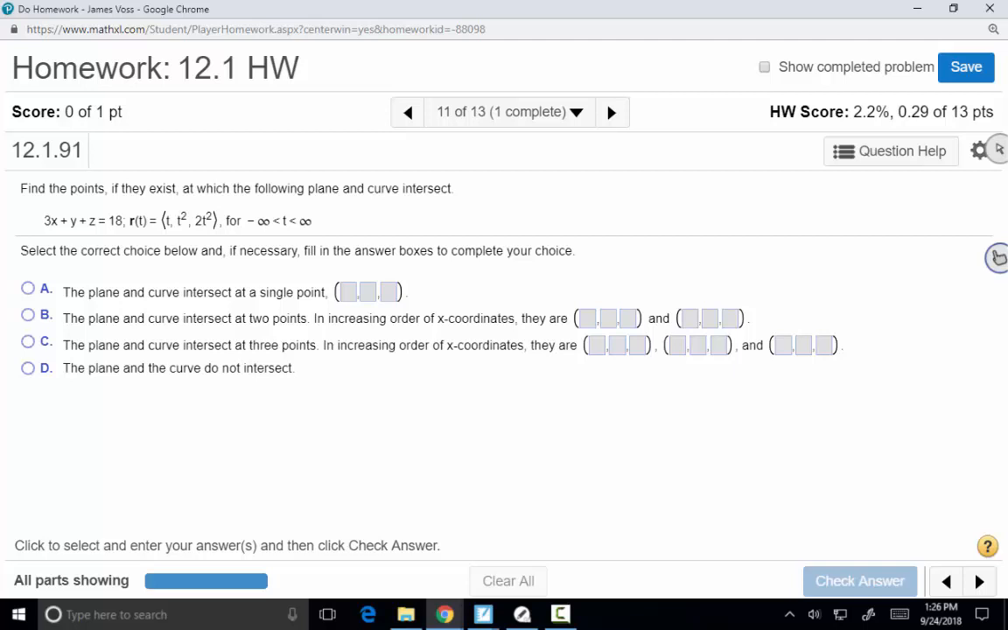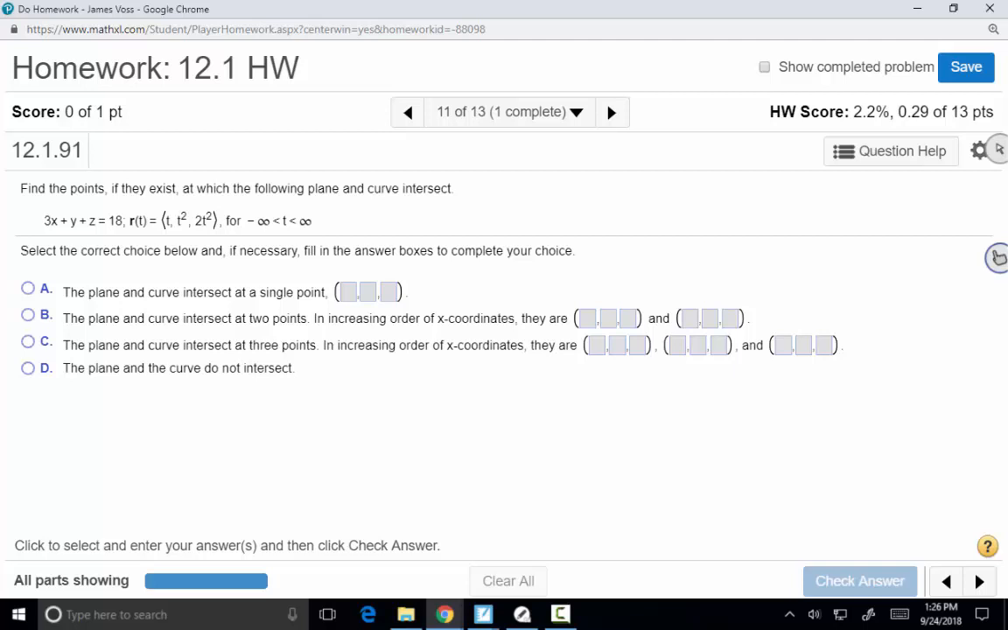So if we want to figure out where two geometric objects intersect, we plug one into the other. This tells us that all the points on the curve R have x equal to t, y equal to t squared, and z equal to 2t squared. So if we take the line and we take its components and plug them in for x, y, and z, that gives us an equation with just a t in it. Solve for t. Once we get our t value or values, we would plug them back into the curve to figure out where on the curve those intersection points are.